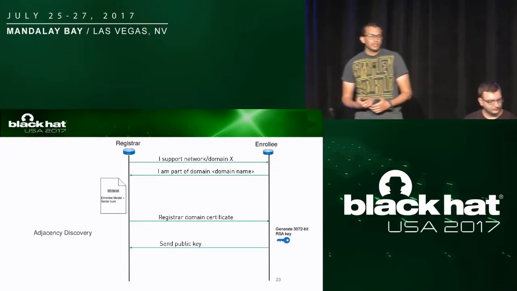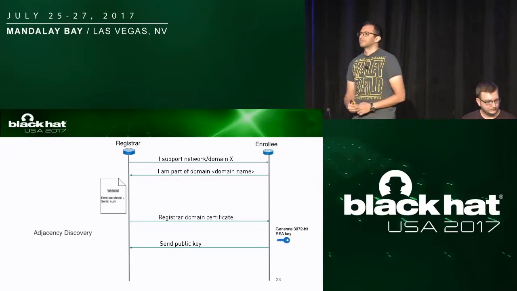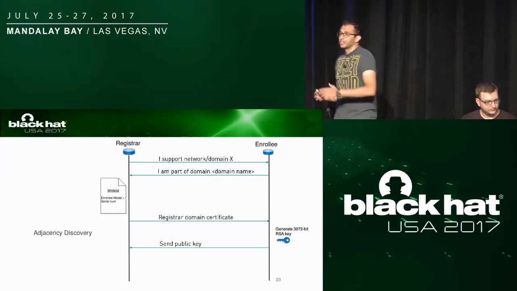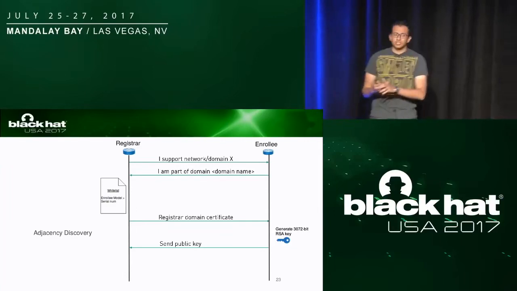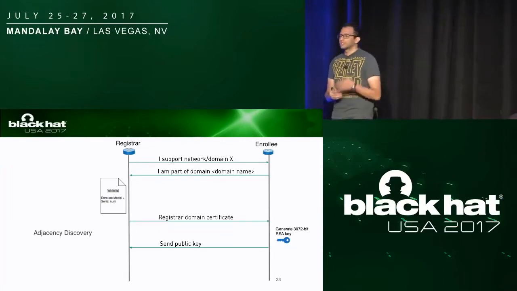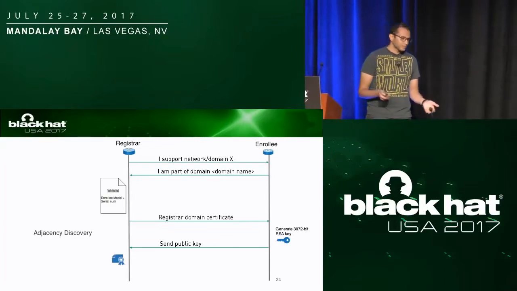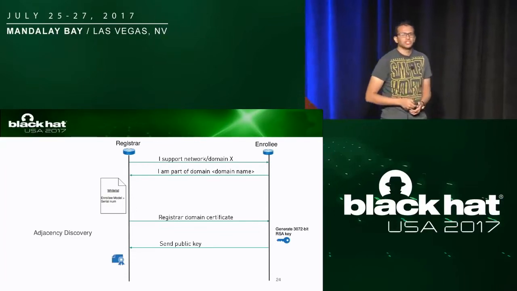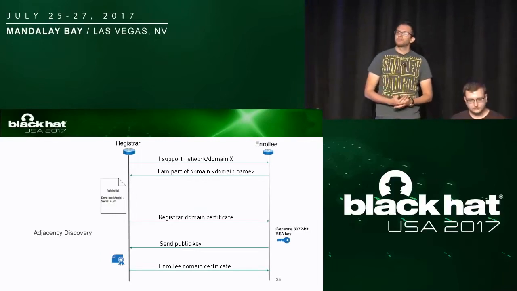In this scenario, if you have a small network, the register can be the one responsible for issuing the certificates for you. If you have a bigger network and you have a certificate authority within your network, you can just make the certificate authority issue the certificate for the new device. And finally, once we issue the certificate for you, we will send it back to you. Now you are part of my domain.